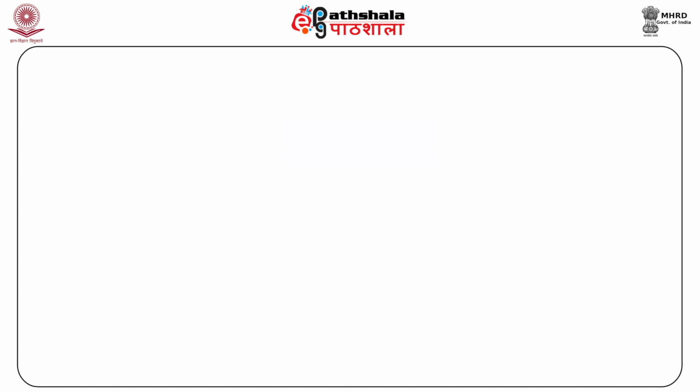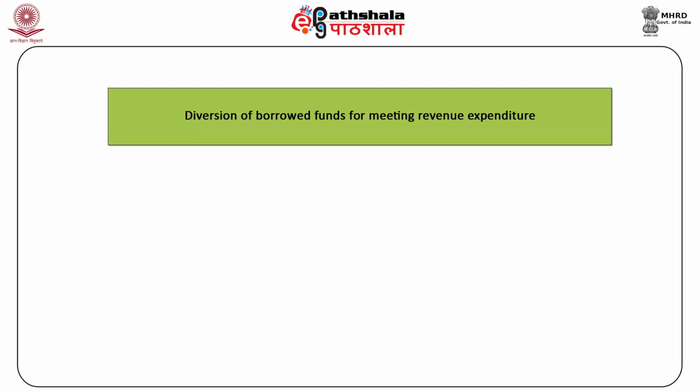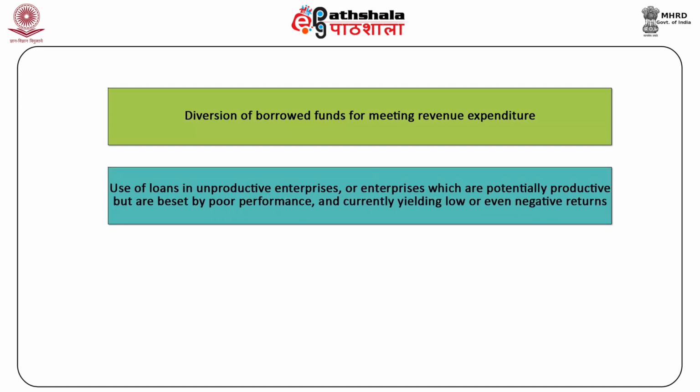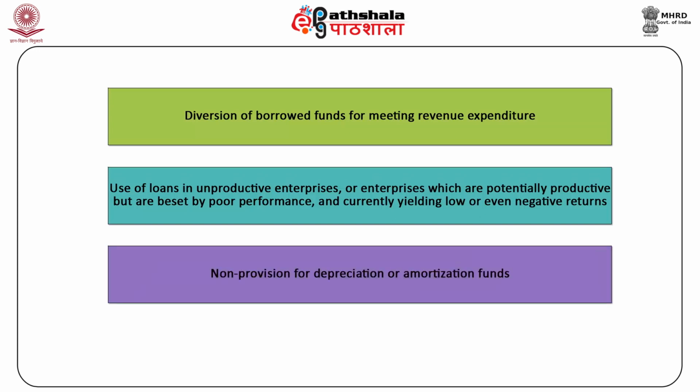Some disturbing features of the debt profile of states and its management are: diversion of borrowed funds for meeting revenue expenditure, use of loans in unproductive enterprises or enterprises which are potentially productive but are beset by poor performance and currently yielding low or even negative returns, and non provision for depreciation or amortization funds.